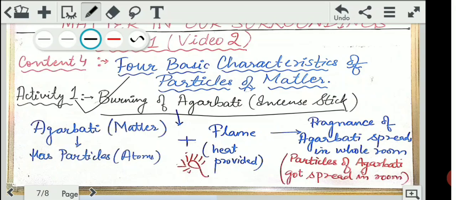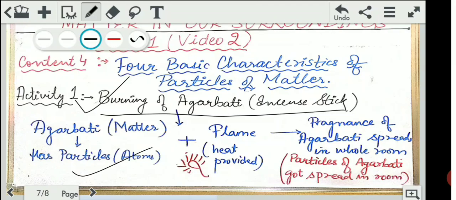So have you ever lit an agarbatti? If you have, you will experience that when you light an agarbatti in a room or a closed space, you immediately start feeling its fragrance. Within a span of seconds you will feel its fragrance. Why does this happen? Same reason: because the agarbatti also had particles, as it is matter.